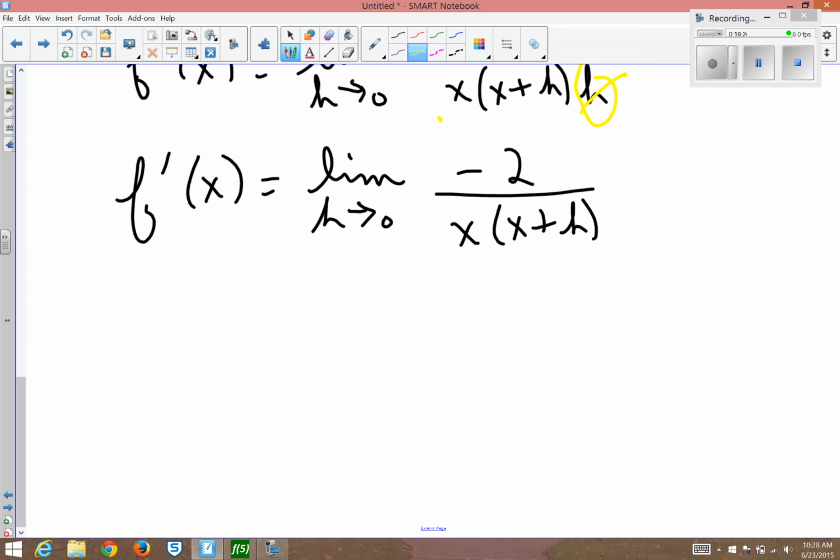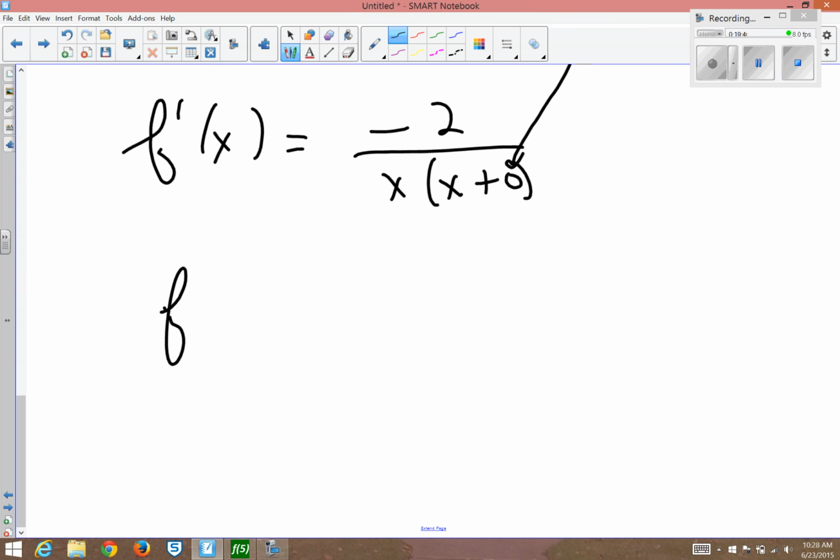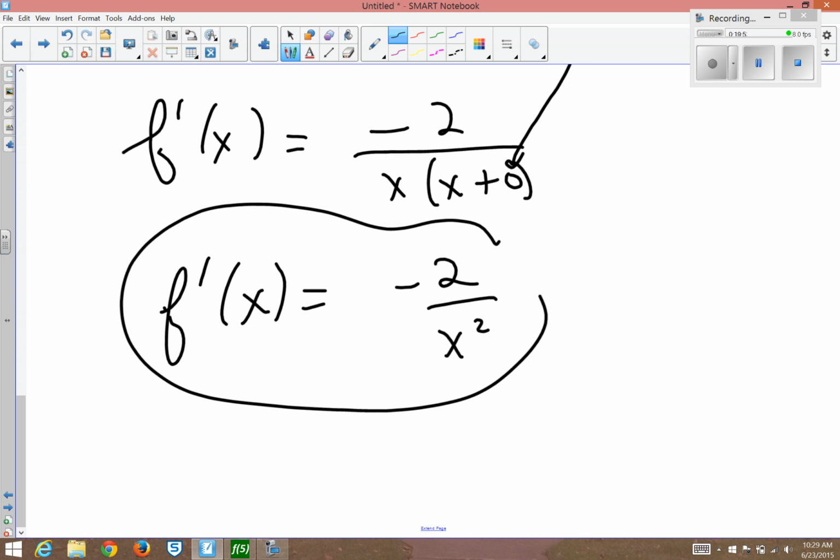Now I calculate this limit by replacing h with 0. F prime of x equals negative 2 over x times x plus 0. Just replace h with 0 because h is approaching 0. So f prime of x equals negative 2 over x squared. That's the answer to part A. Actually, it's the answer to part C. We did not do parts A or B.